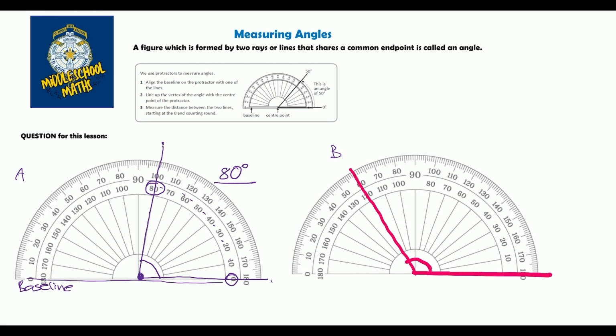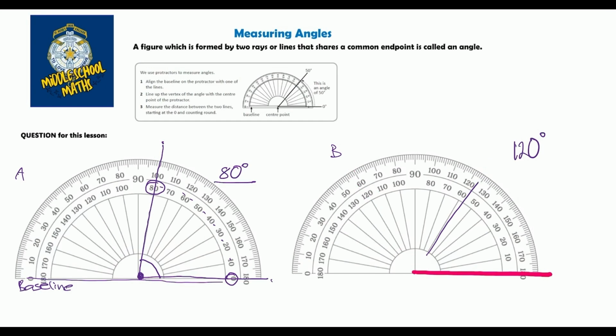And we always count from 0. So we can count along 10, 20, 30, until we reach 120. So we can say that the angle here on protractor B is 120 degrees.